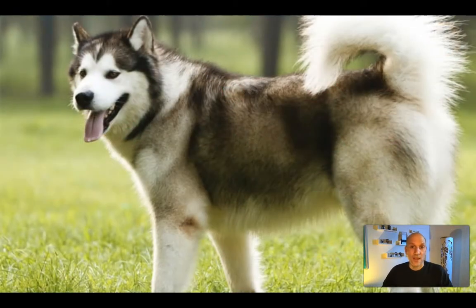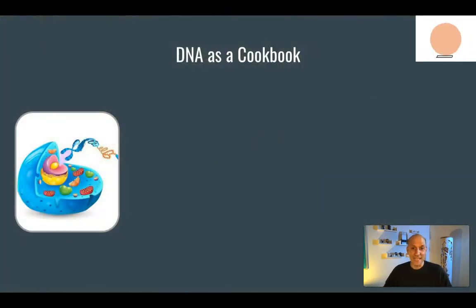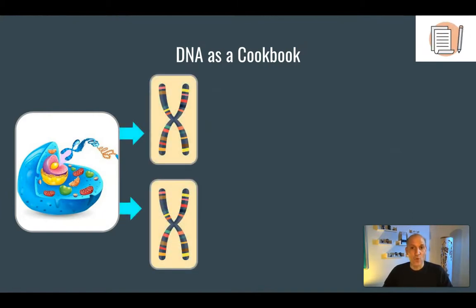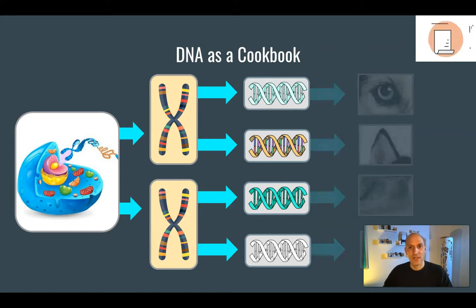We can also go through an example of an organism, like this beautiful Malamute. This dog has DNA in its cells. That dog's DNA is organized into chromosomes, and on those chromosomes are genes. That's all information. DNA, chromosomes, and genes is just information on how to build that dog. The information is then used to create the traits of that Malamute.